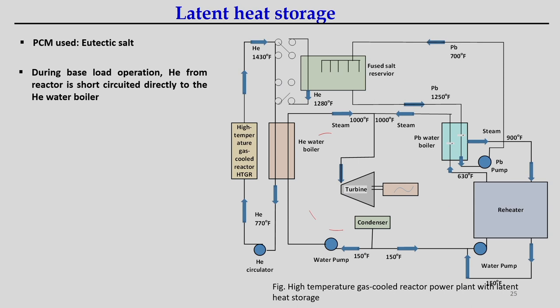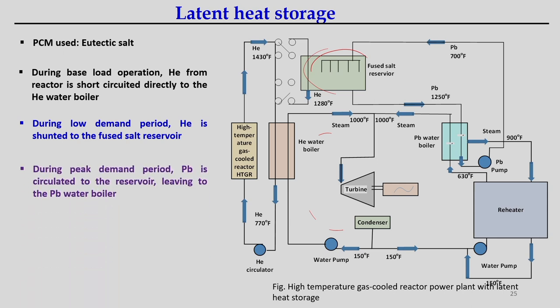So specifically, during the base load operation, helium from the reactor is short circuited directly to the helium water boiler, and then during a low thermal or low demand period, helium is shunted to the fused salt reservoir. This is the fused salt reservoir. In the low demand period only this operates, and during peak demand period this lead is circulated to the reservoir and leaving the PB water boiler. So, it delivers the heat to the water.